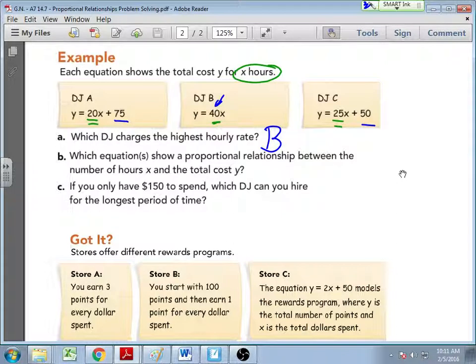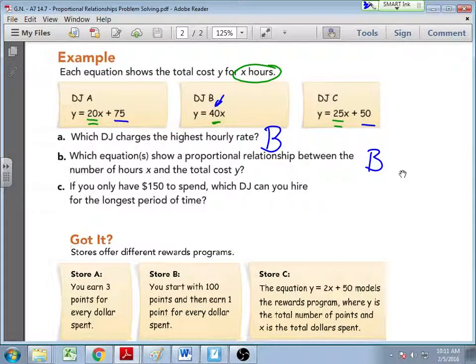Which equation also shows a proportional relationship? Well, again, B, because there's no y-intercept aside from 0. There's a y-intercept at 0 because all you pay DJ B for is the hourly. He's more expensive per hour, but all you have to pay him for is the hourly.